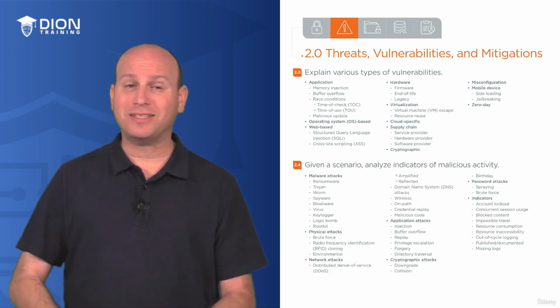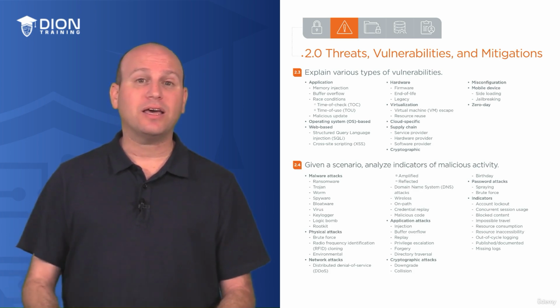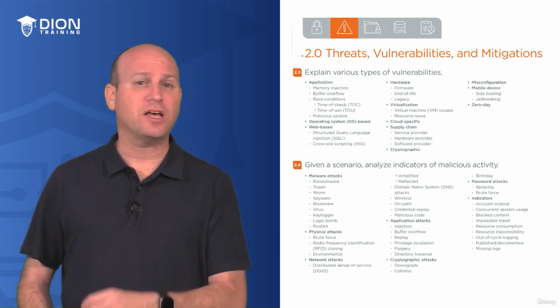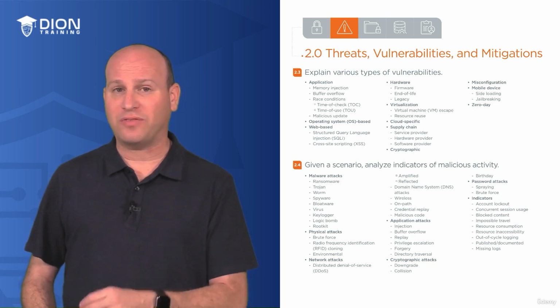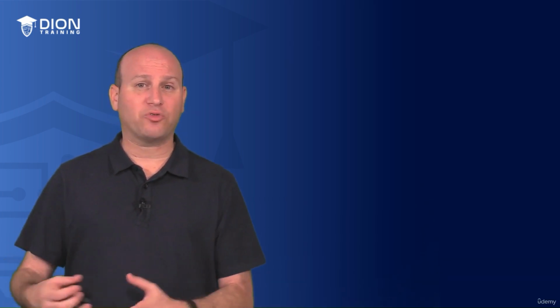Objective 2.4 states that given a scenario, you must be able to analyze indicators of malicious activity in cases of those efforts being successful, especially downgrade attacks, collision attacks, birthday attacks, and quantum-based cryptographic attacks. Now, as we kick off this section, we're going to start out with the basics of cryptography and then work our way through the different implementations and then into the different attack methods.